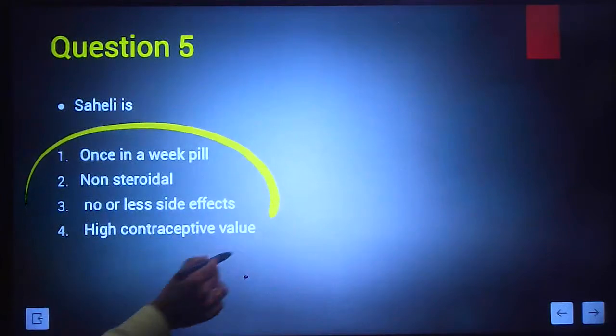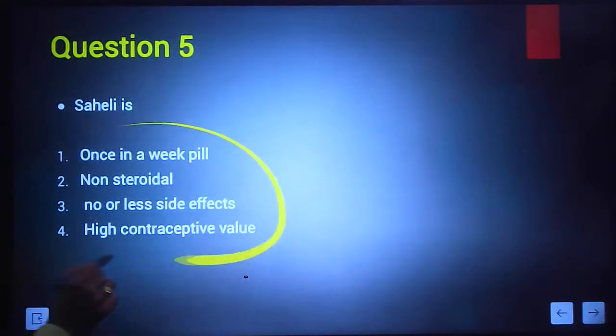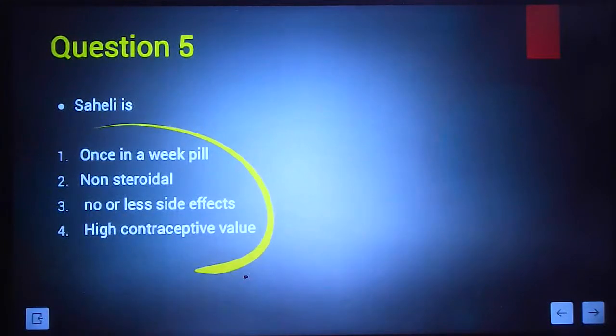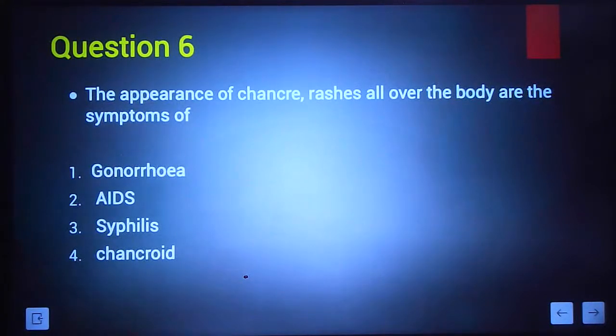So this question may not come, since you need to understand that all the 4 points are correct in the case of Saheli. Okay, so all the 4 options are correct.